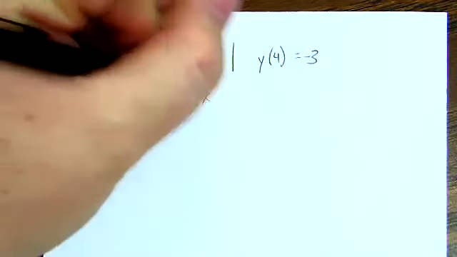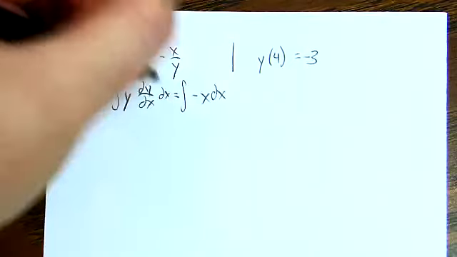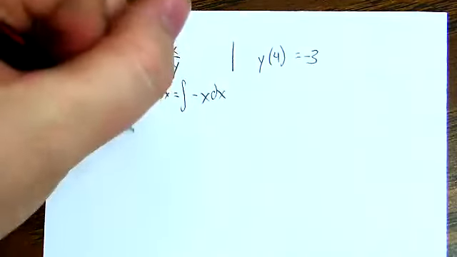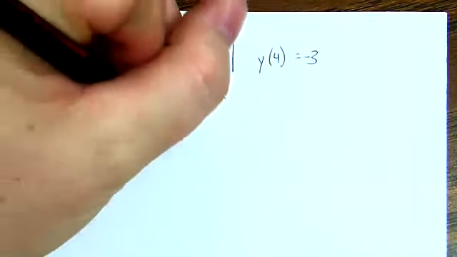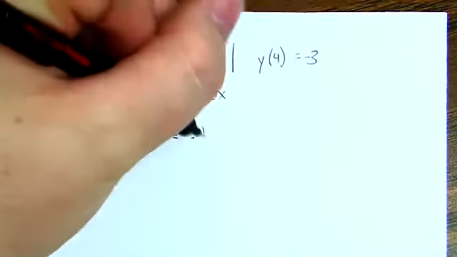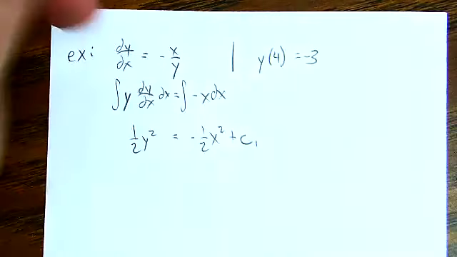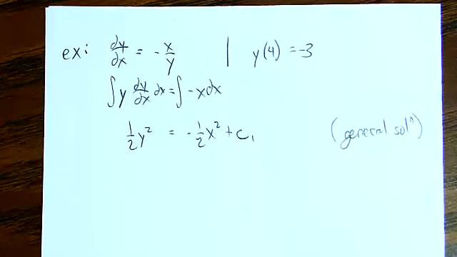And then I'm going to integrate both sides with respect to x, which gives me that the antiderivative of y is 1/2 y squared. Antiderivative of -x is -1/2 x squared. And then I have my constant of integration. What I have here is the general solution to the differential equation.